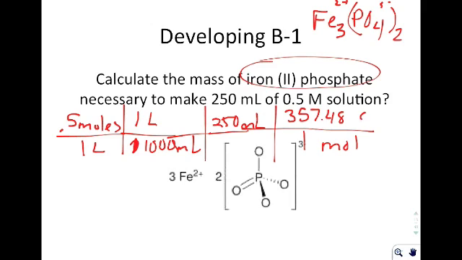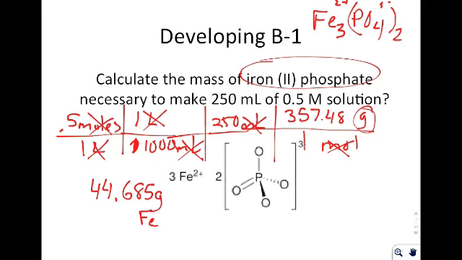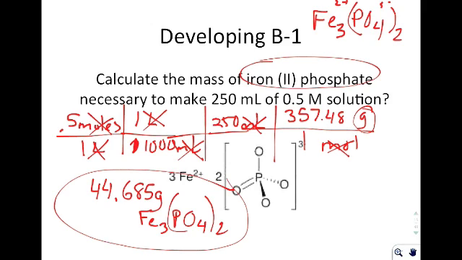Once you do that, we now have liters canceled, milliliters canceled, moles canceled. The only thing that's left is grams. And in fact, when you calculate it out, you should get something like 44.685 grams of iron 2 phosphate, but there's 3 of them. That right there is how many grams are necessary to make 250 mils of 0.5 molar solution. Now that's something you should be very familiar with from the lab, but you should also be familiar with it for tests now as well.